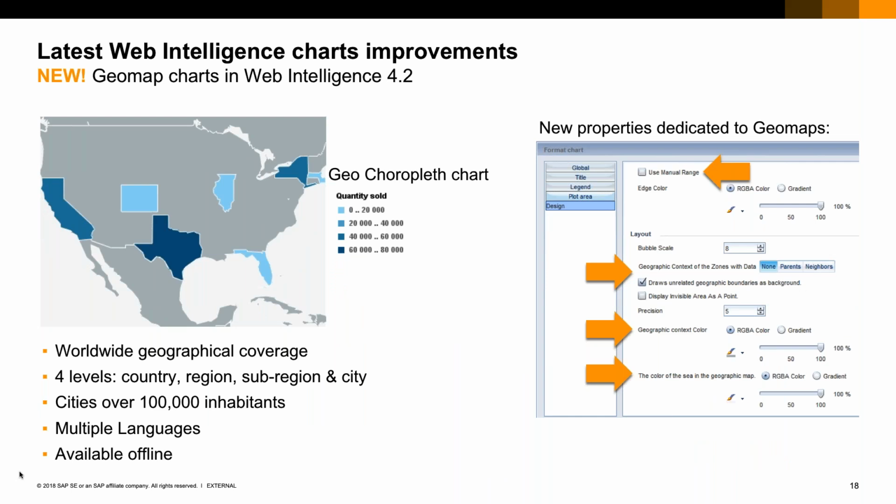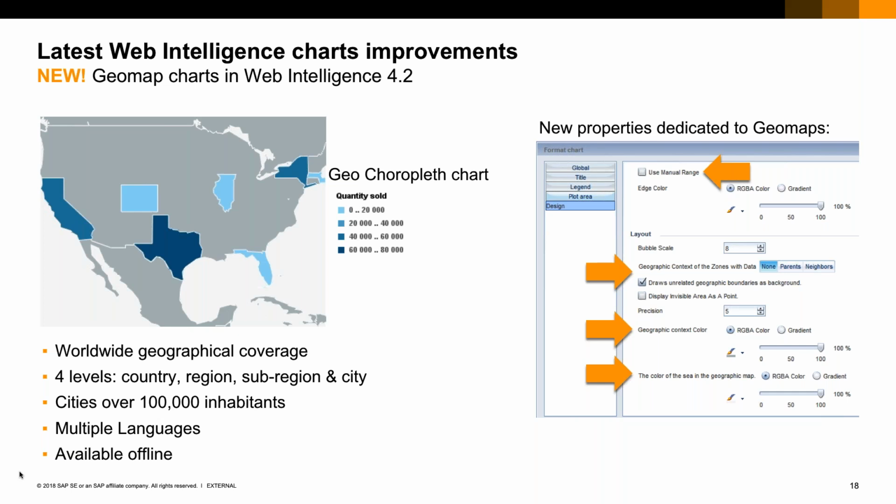Here we are. Okay, the first improvement in 4.2, in the GA version, the first version of 4.2, was the addition of GeoMap in the chart engine. The GeoMap is something we took from the Business Objects Explorer and Lumira. So we have worldwide geographical coverage in terms of geomaps. We offer 4 levels in Webi, going from country to city level. We have all cities over 100,000 inhabitants around the world, and even more for the United States, where we have all cities available.